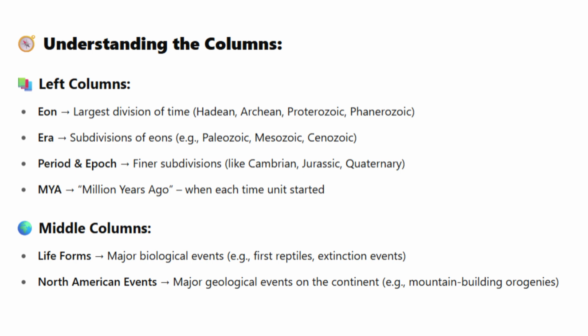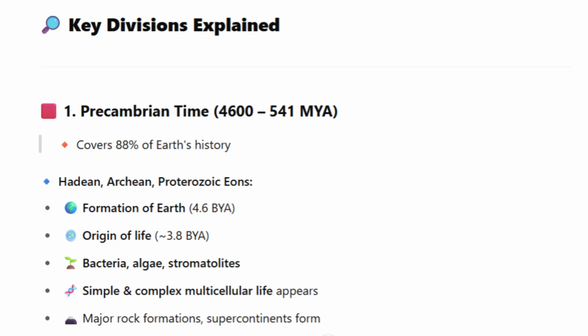Millions of years ago, when each time unit started. Middle columns: life forms, major biological events, e.g. first reptiles, extinction events. North American events: major geological events on the continent, e.g. mountain building, orogenies. 1. Precambrian time, 4,600 to 541, covers 88% of Earth's history. Hadean, Archean, Proterozoic eons. Formation of Earth, 4.6 BY.